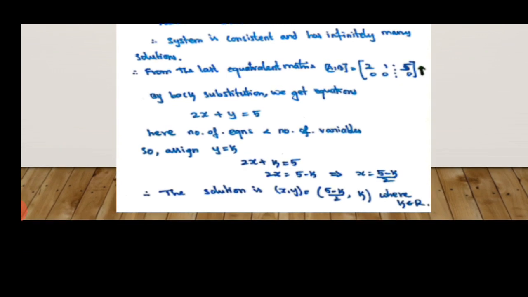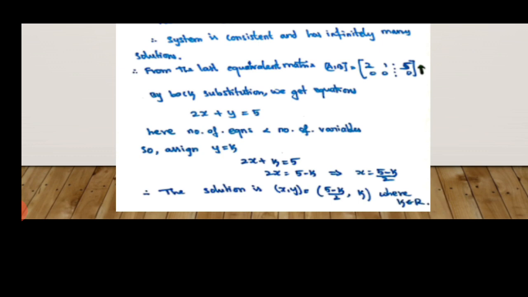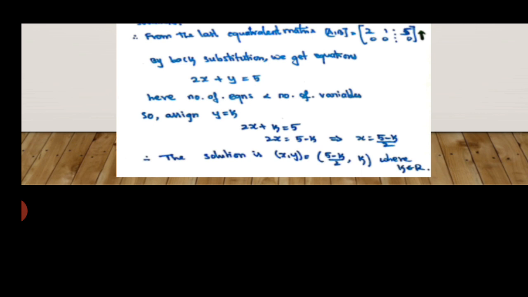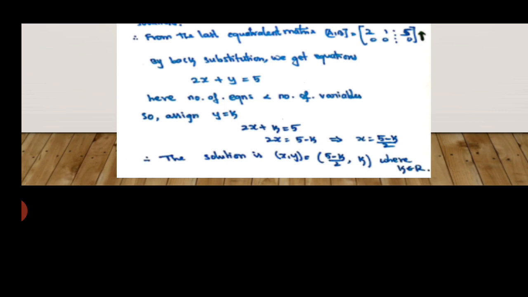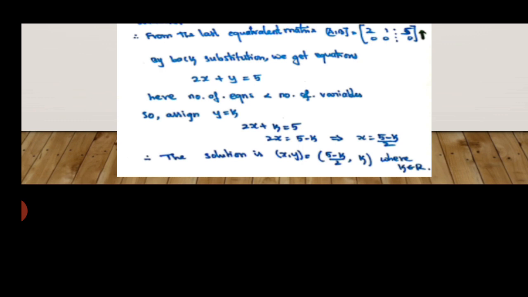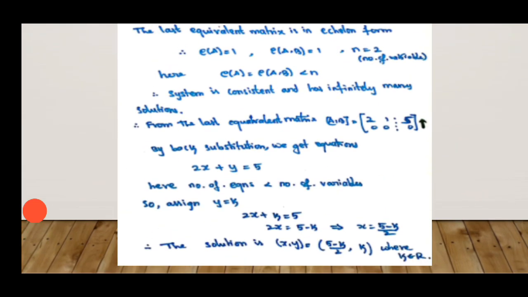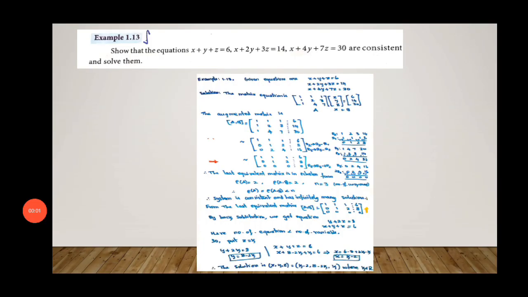When I apply y equal to k, I get 2x plus k equal to 5. So 2x equal to 5 minus k, so x equal to (5 minus k) by 2. Therefore the solution is x comma y equal to ((5 minus k) by 2, k), where the y value is taken already as k, and k belongs to R. So you can apply a lot of values for k because k belongs to R, so you get infinitely many solutions.